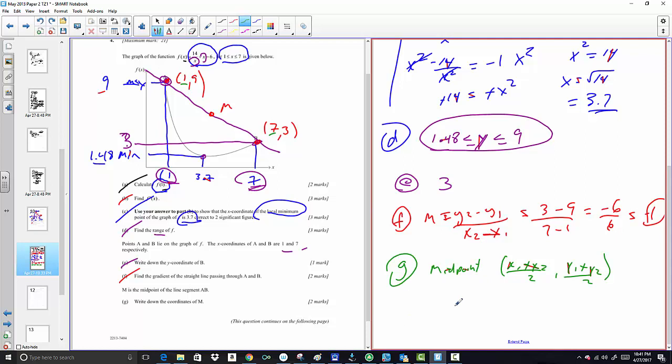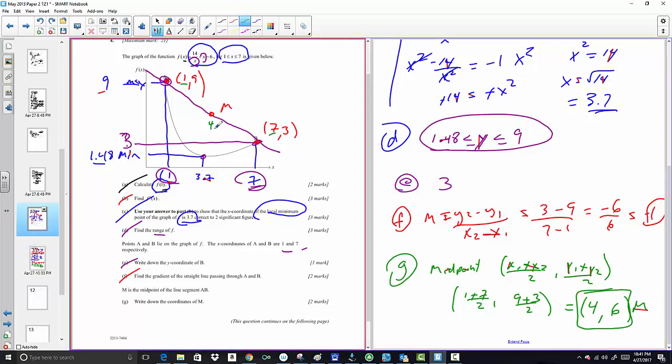So let's add this right here. This is going to be 1 plus 7 divided by 2, and it's going to be 9 plus 3 divided by 2. 1 plus 7 is 8 divided by 2. This will be 4. And 9 plus 3 is 12 divided by 2, which is 6. So this answer is, that's the midpoint, 4, 6. So it's right here, 4, comma 6. That's the midpoint. That's the answer for this one.